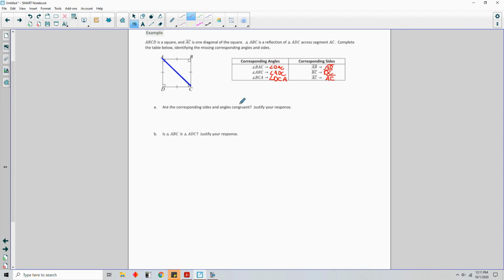A, are the corresponding sides and angles congruent? Okay, yes they are. Since a reflection is a rigid transformation, all angles and sides maintain their size. So the answer is yes. B says, are triangle ABC and triangle ADC congruent? Justify your response. And the answer is yes. Since triangle ADC is a reflection of triangle ABC, they must be congruent.